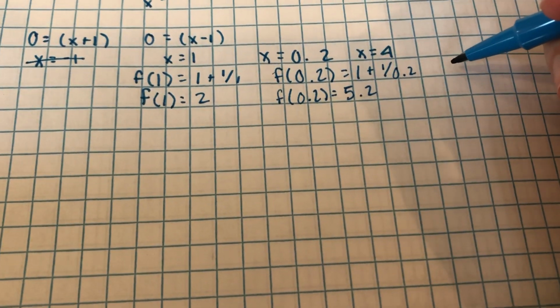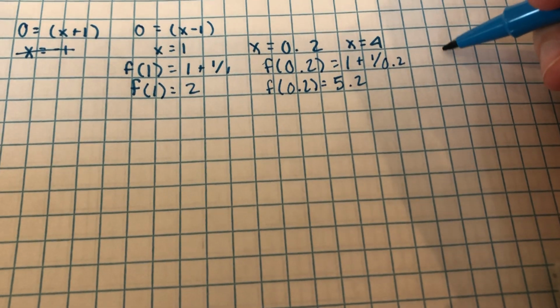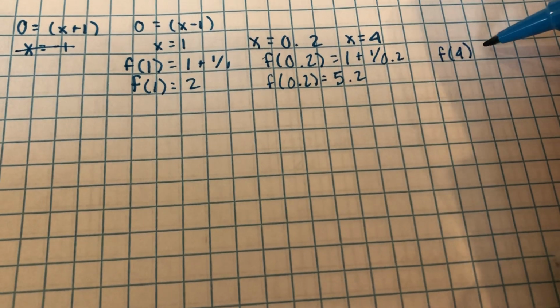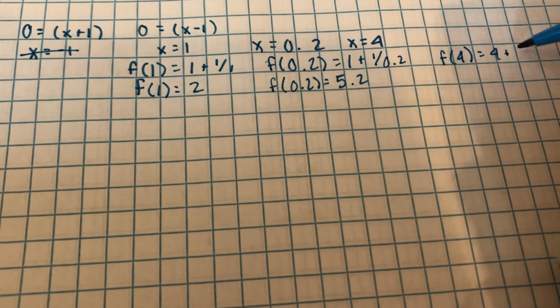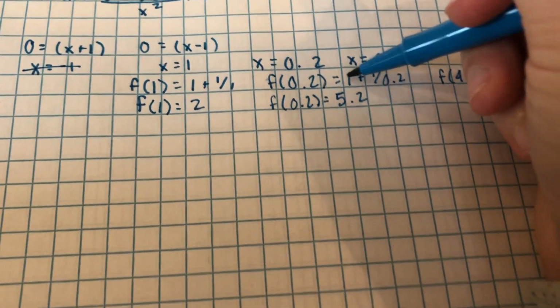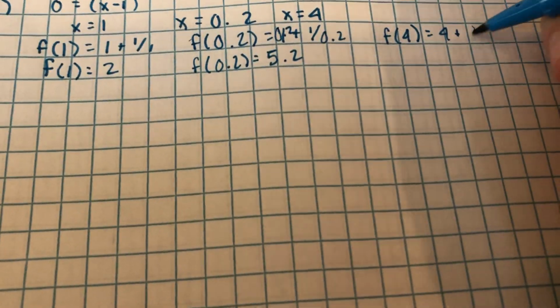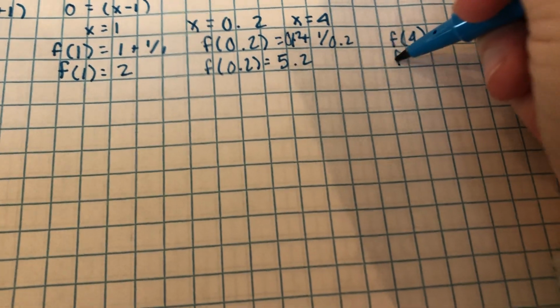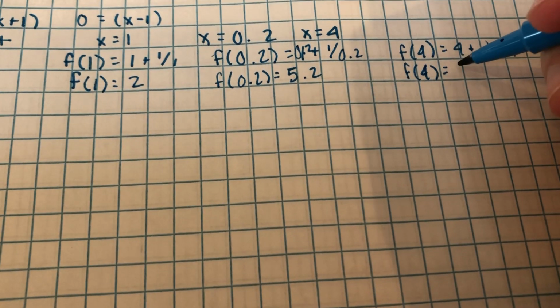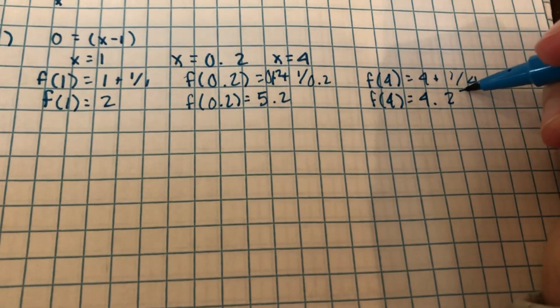And finally, with x equals 4, we have f of 4 equals 4 plus, oh, I messed that up, but we have 4 plus 1 over 4. So f of 4 equals 4.25.